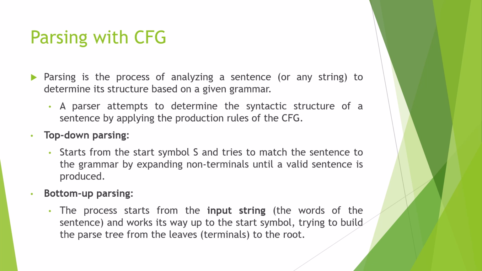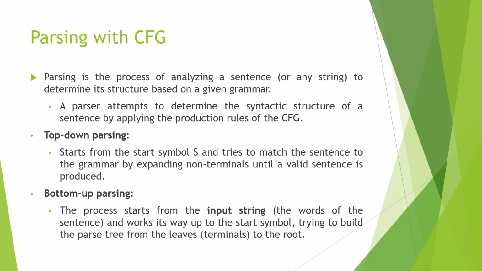We have two types of parsing: top-down parsing and bottom-up parsing. In top-down parsing, we start with the start symbol, and then we apply the matching rules. We try to match the sentence to the grammar rule by expanding non-terminals, and finally we try to get a valid sentence. So we repeatedly apply the process of matching the sentence to the grammatical rules by expanding non-terminals until we get the target sentence.